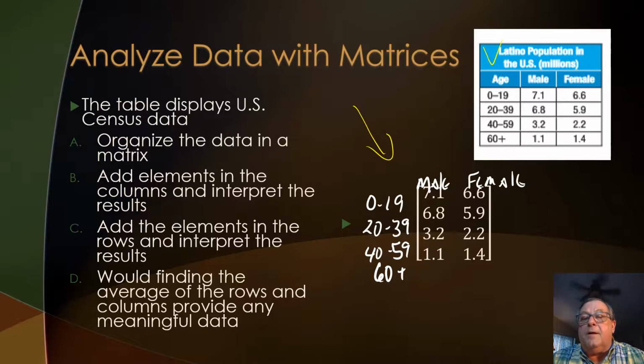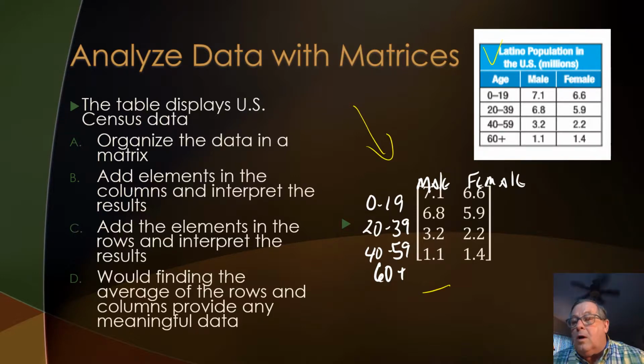Now, the data that we put in there was the population data of male and female. And we're going to learn that we define our matrix, and this will become important as we move along, by rows and columns. And so this would be a 4 by 2 matrix. It's got 4 rows and 2 columns. But let's see what we're asked to do here. So we put it in a matrix, and it says add the elements. All the numbers in the matrix are an element, and we could actually define them by their row and column. But add the elements in the column and interpret the result.